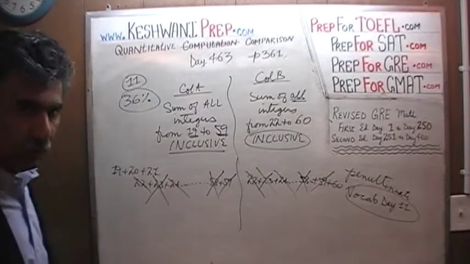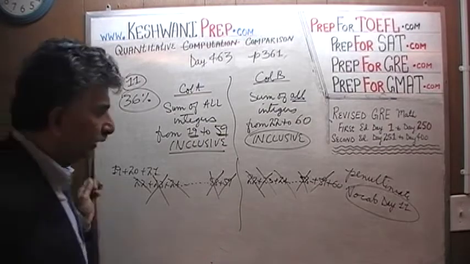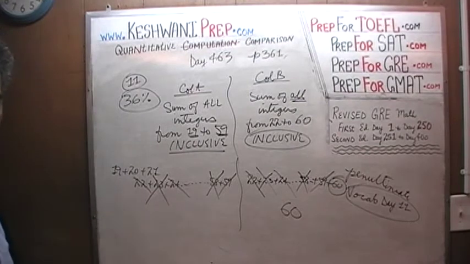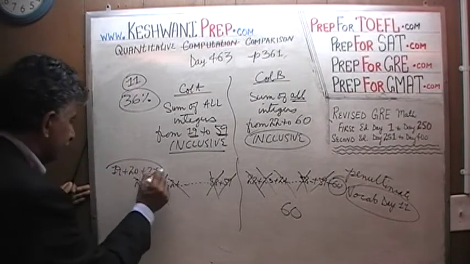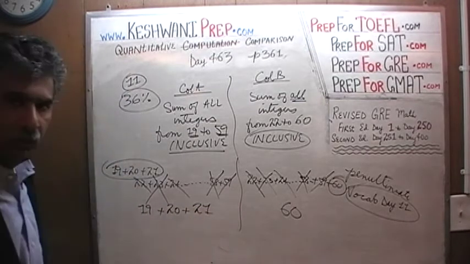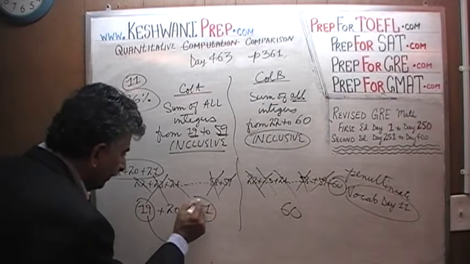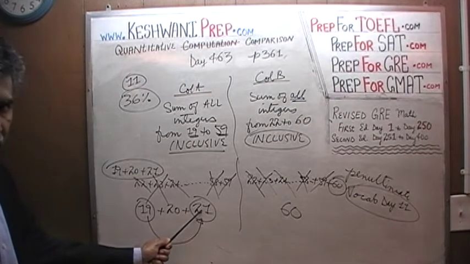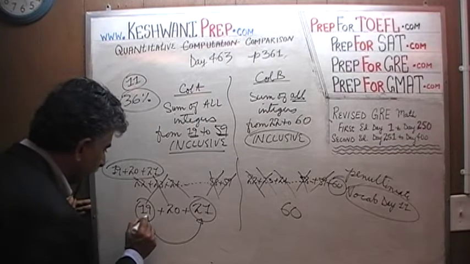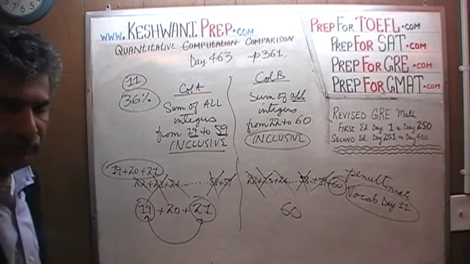And by the time we end up doing all that, what are we left with in column B? Everything is gone except the last number, 60. And what are we left with in column A? Everything is gone except these three numbers: 19 plus 20 plus 21. We notice that 19 is 1 less than 20, and 21 is 1 more than 20. In other words, they are all 20s. Their sum is going to be 60. That's exactly what we have here. The answer is C.